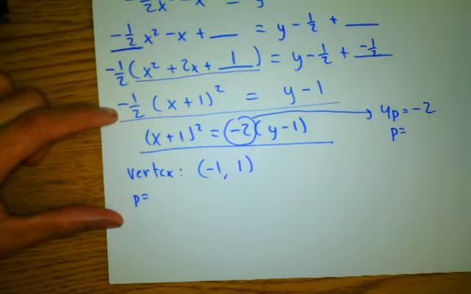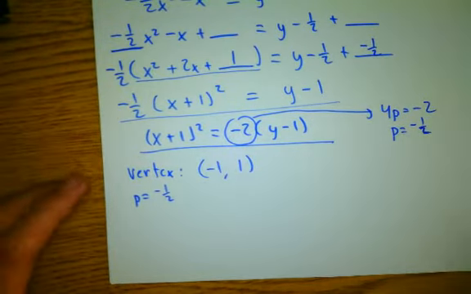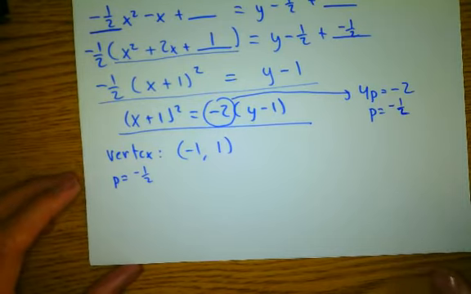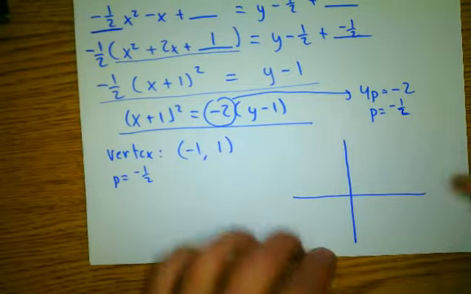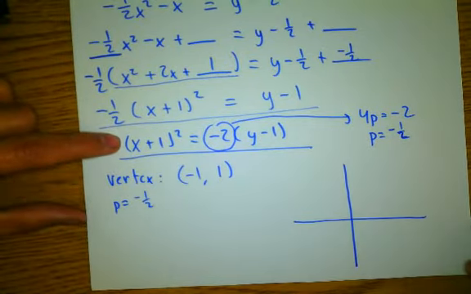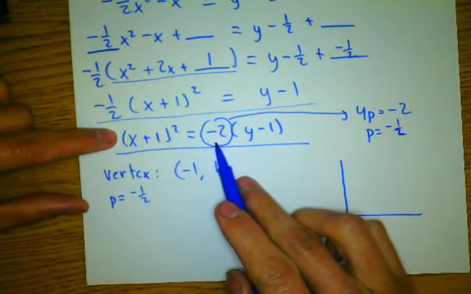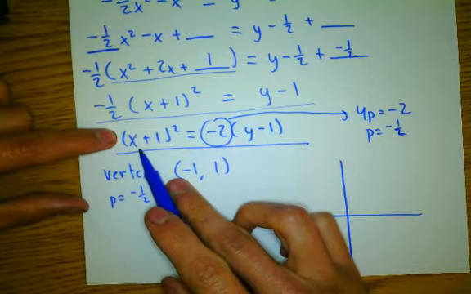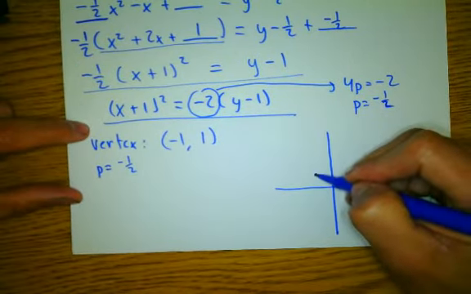Okay, now the whole idea was to sketch this, right? So I need a sketch. Now the question is, look at the equation that you have here. Is this going to be up, down, left, or right? Down. It's down because that's negative and because it's an x squared. Cool? So that means my vertex is at negative 1, 1. If it's going down, should my focus be below or above? Below. How much? Half a unit.